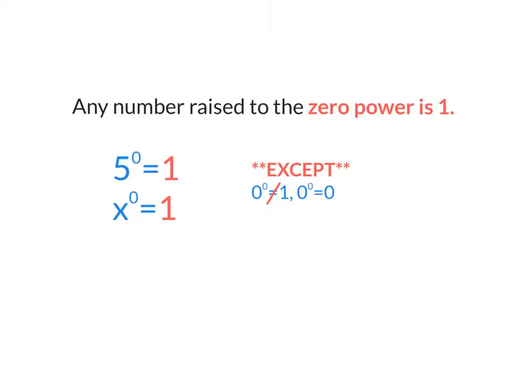Any number raised to the 0 power is 1. 5 to the 0 power equals 1. X to the 0 power equals 1. Anything to the 0 power equals 1. Except 0 to the 0 power does not equal 1. So 0 to the 0 power actually equals 0.